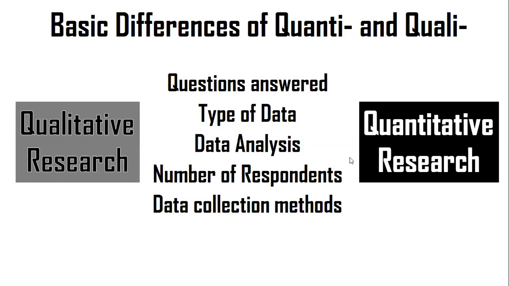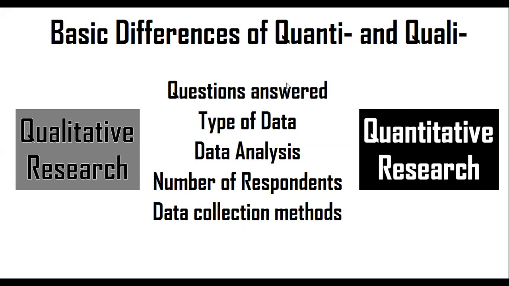Let's start with the first one, the questions they answered. In qualitative research, it is most likely to provide answers to questions such as why and how. In quantitative research, it is most likely to provide answers to questions such as who, when, where, what, and how many. Let's have a little bit of an example.